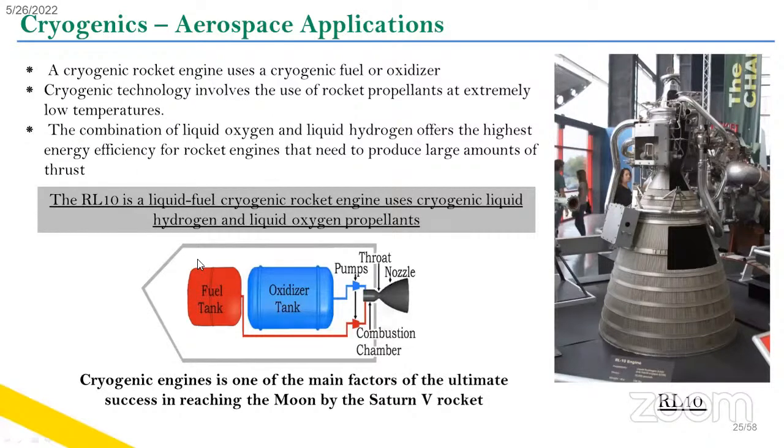Usually the rocket engine uses liquid fuel, the cryogenic fuel, which is an extremely low temperature fuel. Here you can see the combination of liquid oxygen and liquid hydrogen offers high energy efficiency. So these are some applications which we never expect to work at very low temperatures. We always think about very high temperatures, but the fuel they use is at negative temperature.